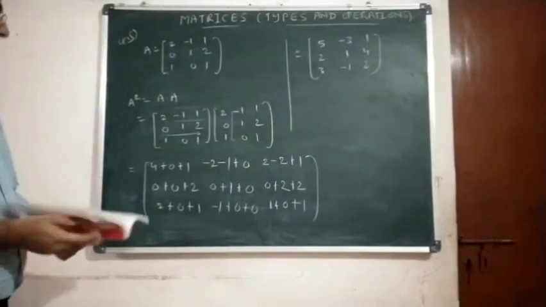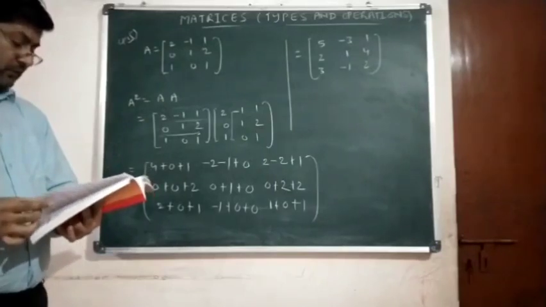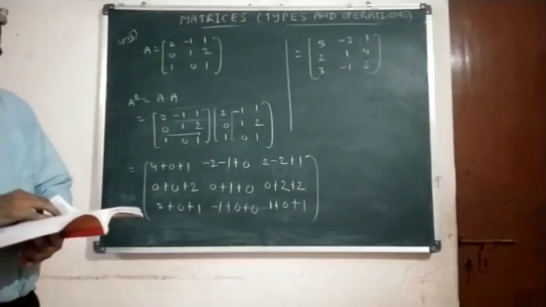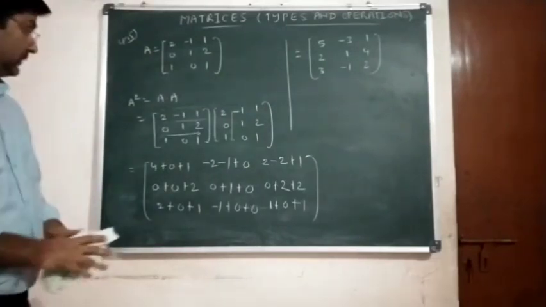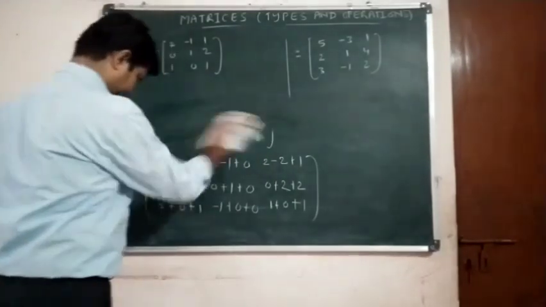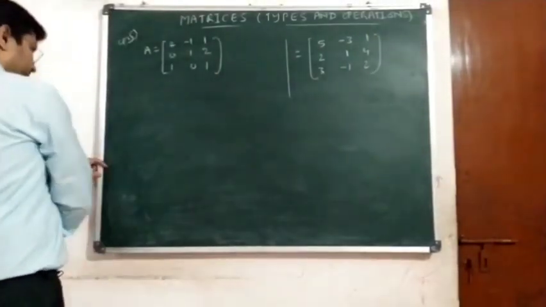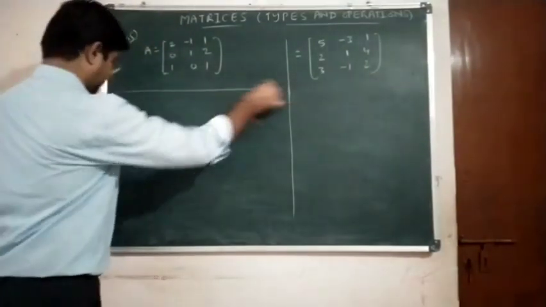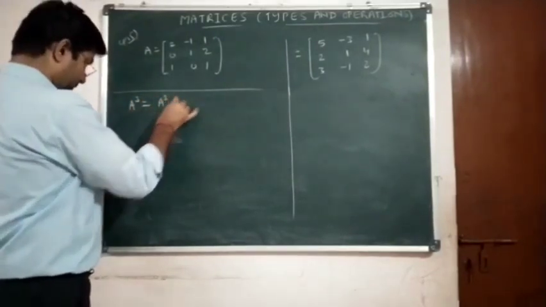After this we will find out A cube. This is A square. We have to further calculate A cube. Okay, so A square is done. Now we will find out A cube over here. A cube will be written as A square into A.